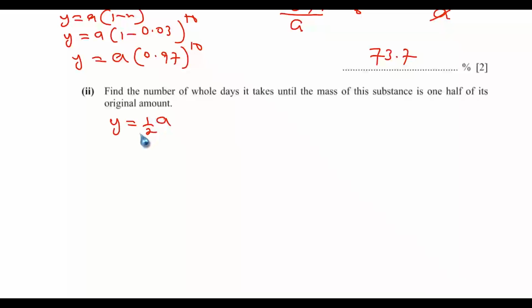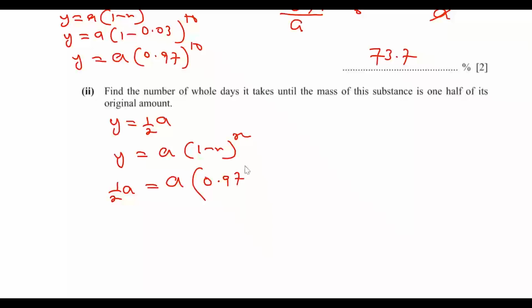So using the same formula, we have y equals A times (1 minus r) to the power of x. Okay, so y is 1/2 of A, then equals A times (1 minus r), which is 1 minus 0.03. That will be 0.97, then to the power of x. So don't forget that x is what we need to get now. x is what we want to get, the time.